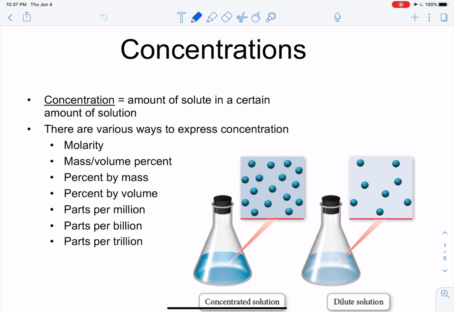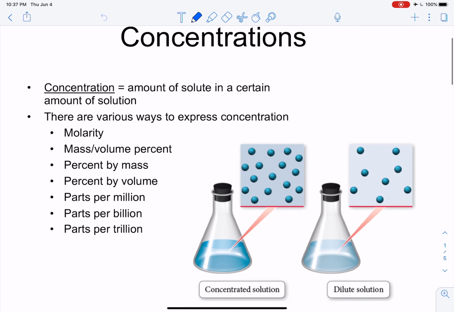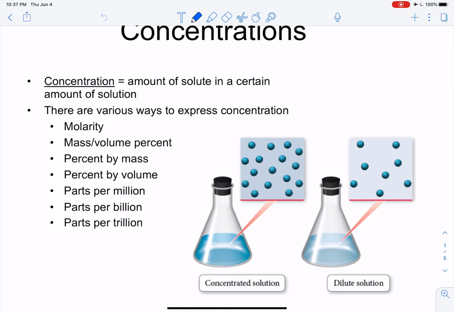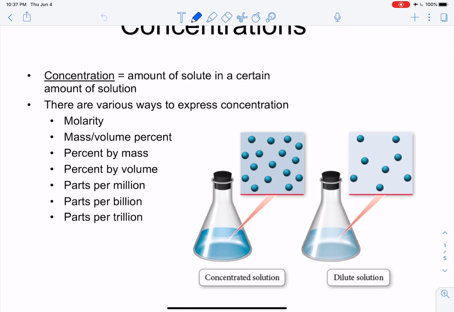Hi students, in this video we're going to talk about concentrations. Now, concentration is the amount of solute in a certain amount of solution. And we have quite a few different ways of expressing the amount of our solute in our solution. Some of them are molarity, mass/volume percent, percent by mass, percent by volume, parts per million, parts per trillion. Oops, I skipped parts per billion.